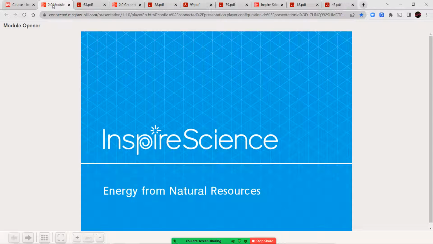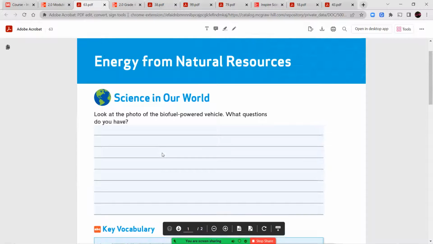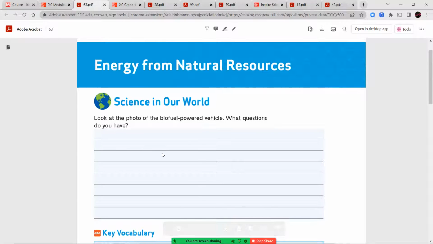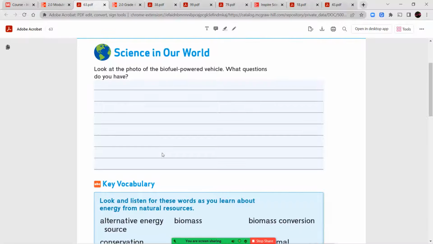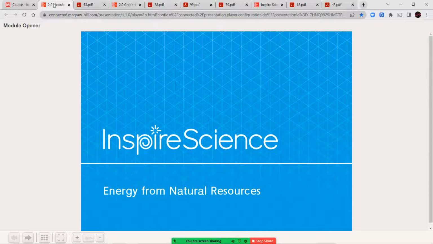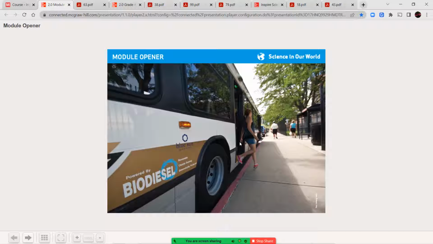This module is titled Energy from Natural Resources, and it's the last one in your book. We're going to open up directly onto page 288, and we're going to take a look at a photo of a biofuel-powered vehicle, and you're going to write down what questions you have. So let's go ahead and take a look at that photo together.